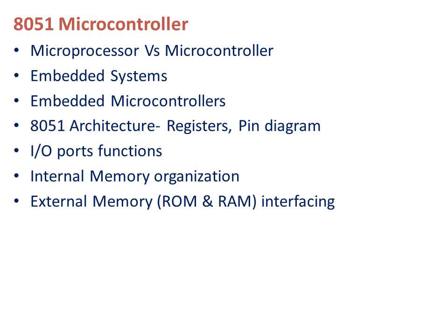Then internal memory organization. The 8051 has 128 bytes of internal RAM and 4 kilobytes of internal memory. How it is organized and how to access it. So all these things we'll be studying here in this topic.